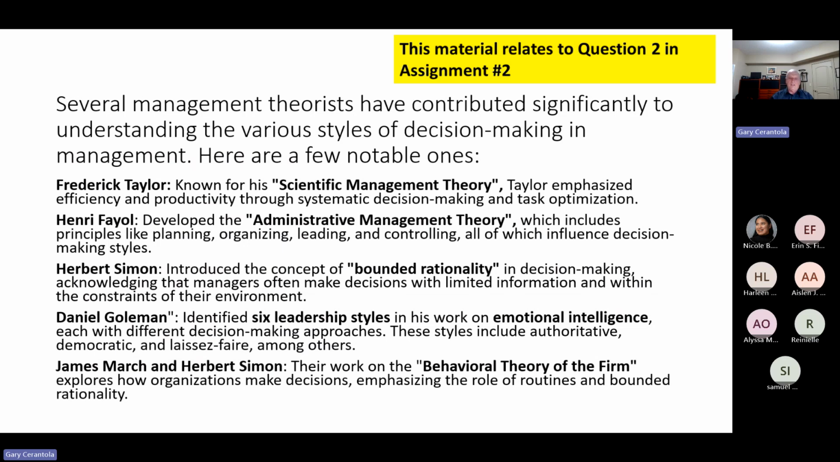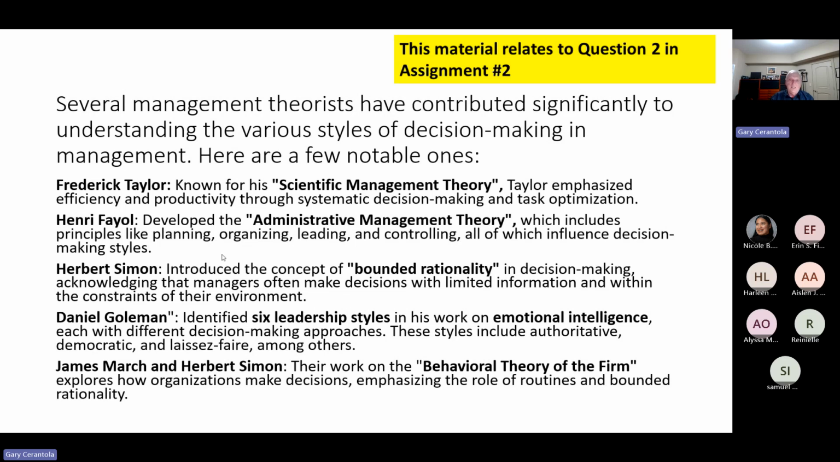make decisions. Herbert Simon talked about bounded rationality, and that's decision-making, acknowledging that managers often make decisions with limited information. Why? Out of convenience. And that's why they could be satisficing, right? Within the constraints of their environment.